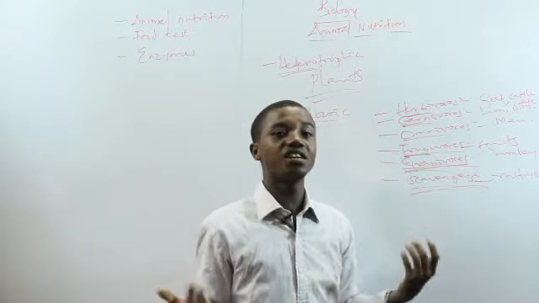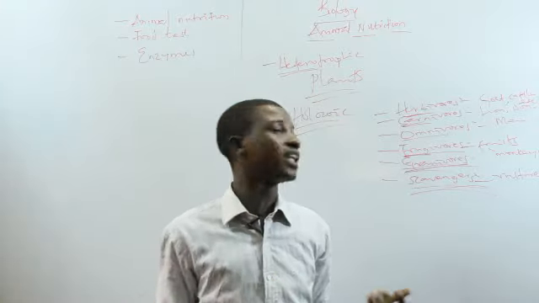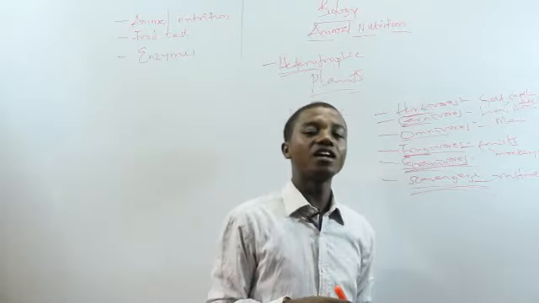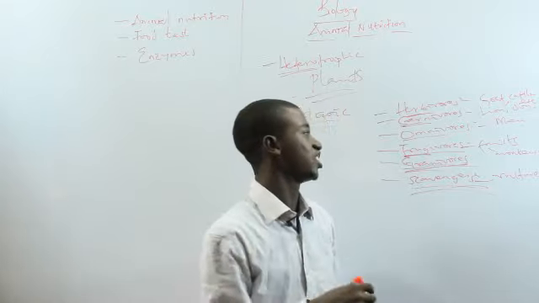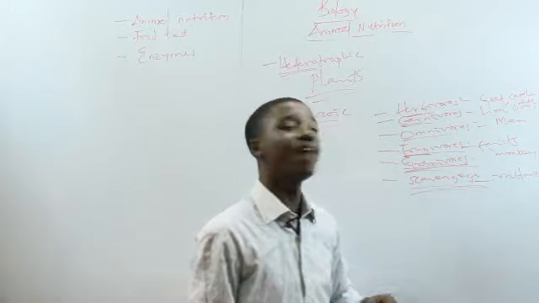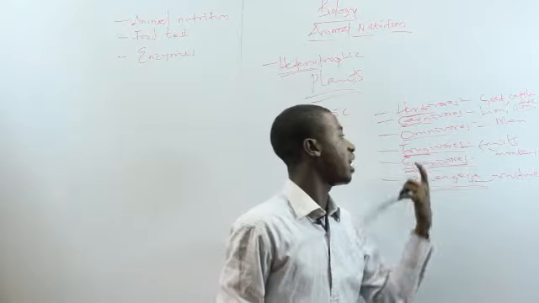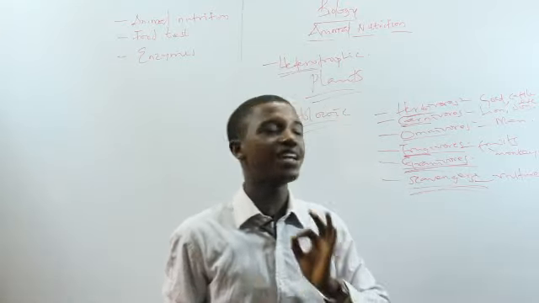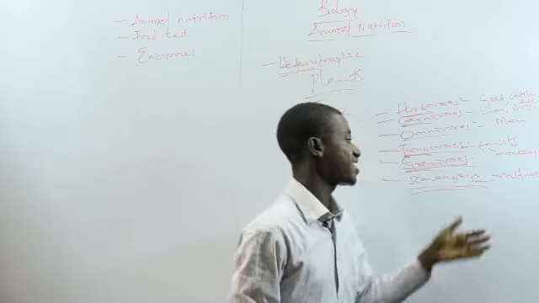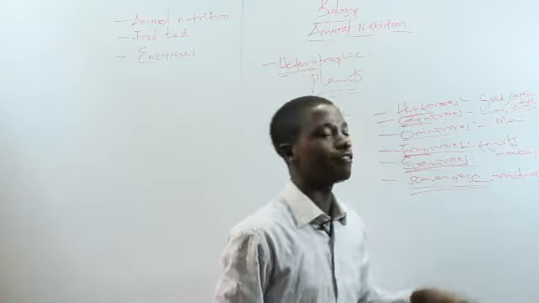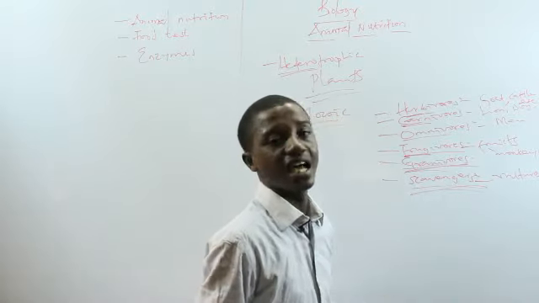Herbivores are plant-eating organisms. A very good example is the goat. Carnivores are flesh-eating organisms. A very good example is the lion. Omnivores are organisms that feed on both plants and flesh. A very good example is man. You and I happen to be omnivores. Frugivores specifically feed on fruits. Granivores specifically feed on grains. And lastly, scavengers feed on dead animals. A very good example is our vulture.